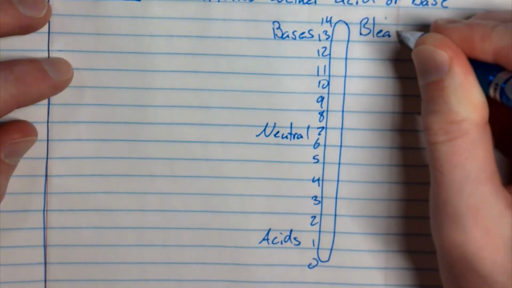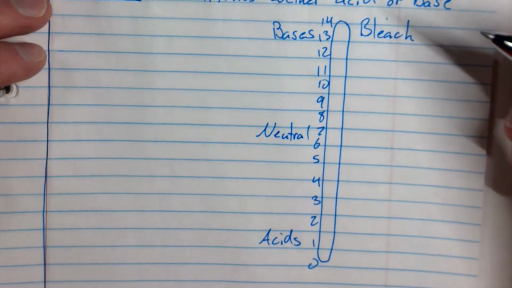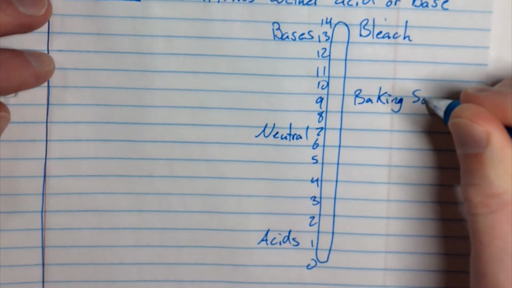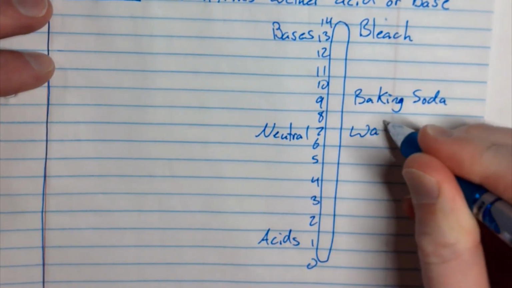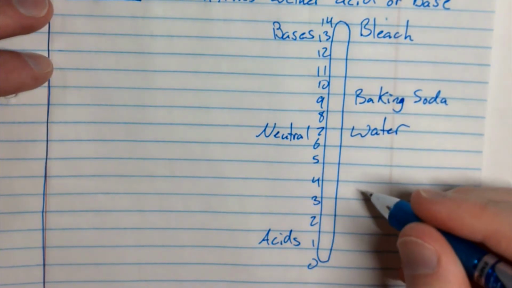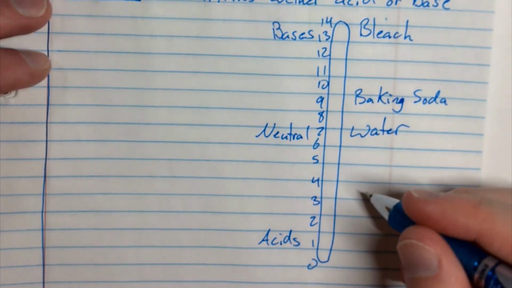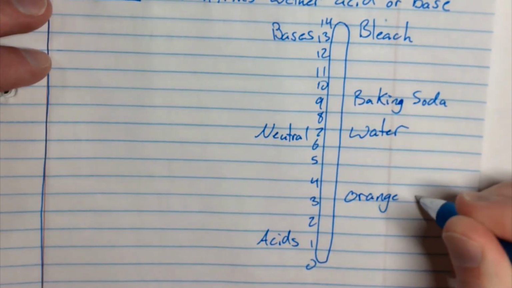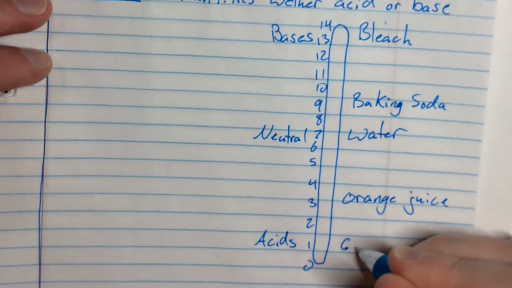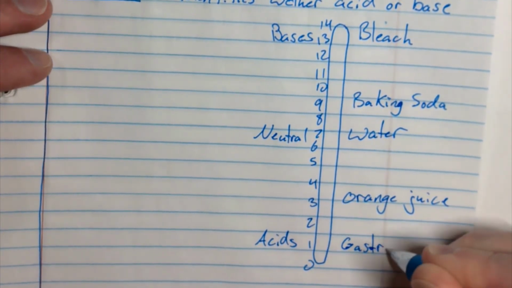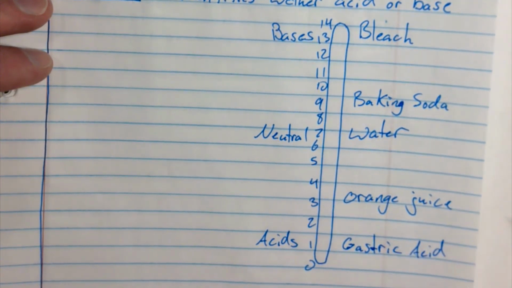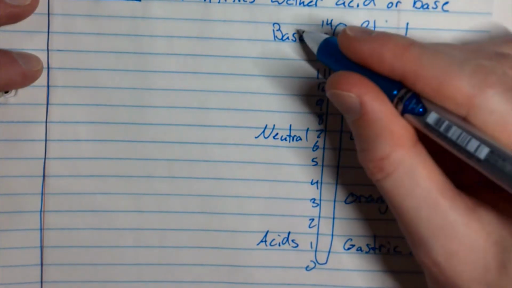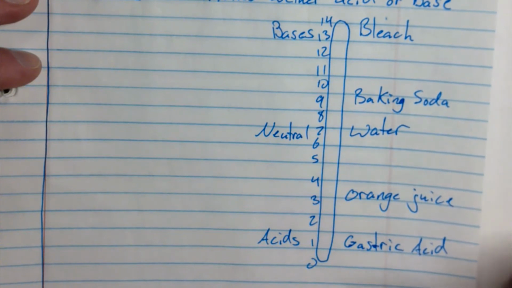So I'll put bleach and baking soda, because those are ones we are probably familiar with. And then down here we have water in the middle, I should say. And then urine. Ugh, gross. Let's do orange juice down here. Orange juice and gastric acid. All right, so we've got a general scale. So the higher the number, the more basic, and the lower the number, the more acidic.